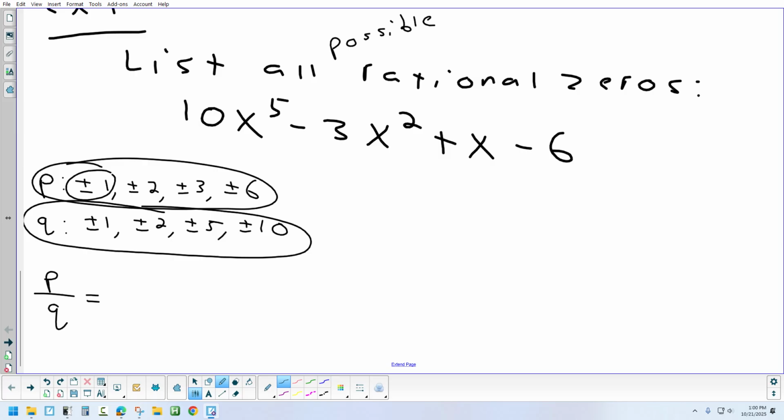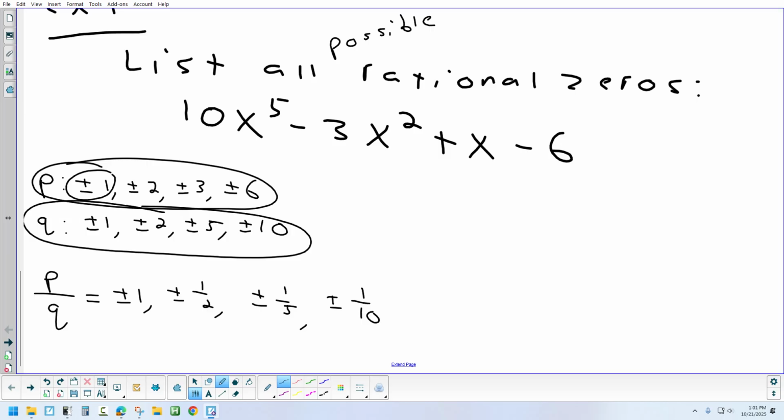So 1 over 1, 1 over 2, 1 over 5, and 1 over 10. Those are all the different possible rational roots with a 1 in the numerator. Which one of them works, if any? I don't know that yet. That's not what this theorem tells me. It just gives me a list of things to further investigate.